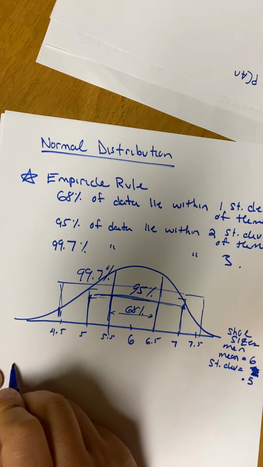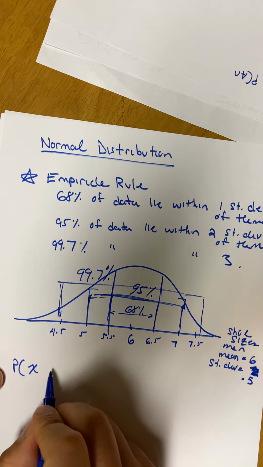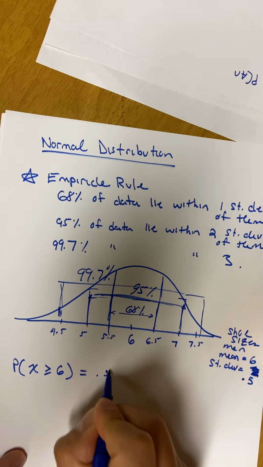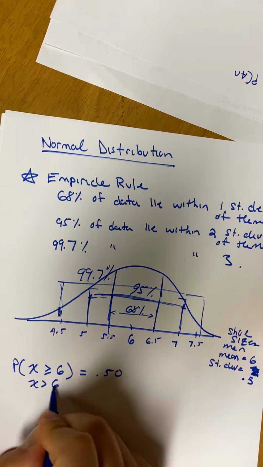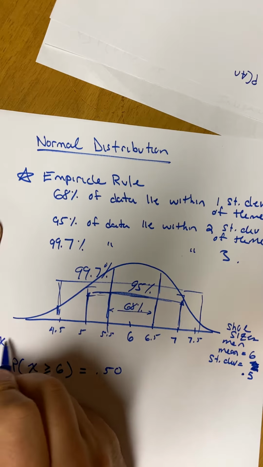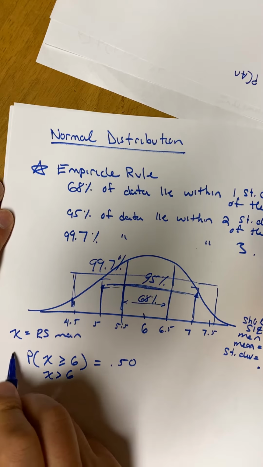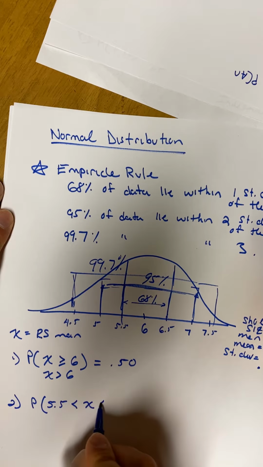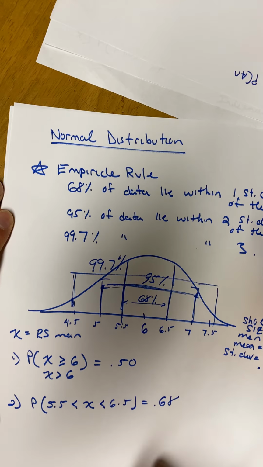So if I were to find the probability that a randomly selected man has a shoe size greater than or equal to 6, that would be 50%, because that's halfway between the data. Oh, by the way, these mean the same thing in regards to a normal distribution. And we're going to let X be a randomly selected man. So if I said find the probability X is between 5.5 and 6.5, that'd be 68%, 0.68.